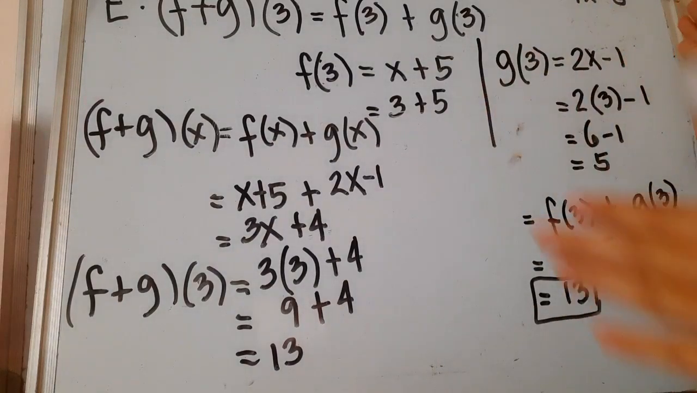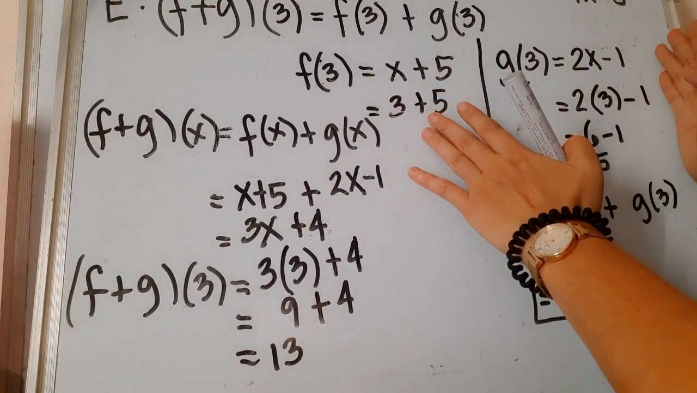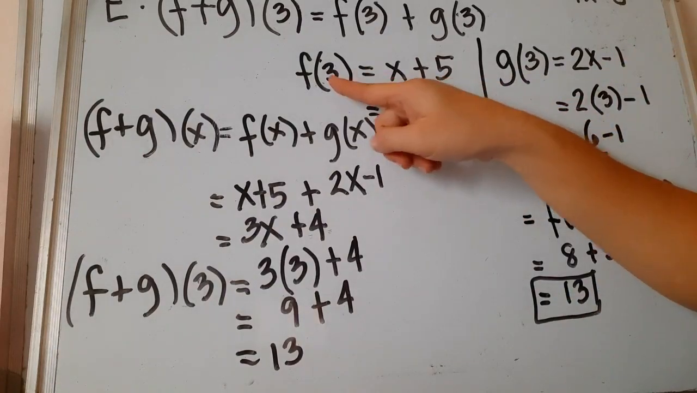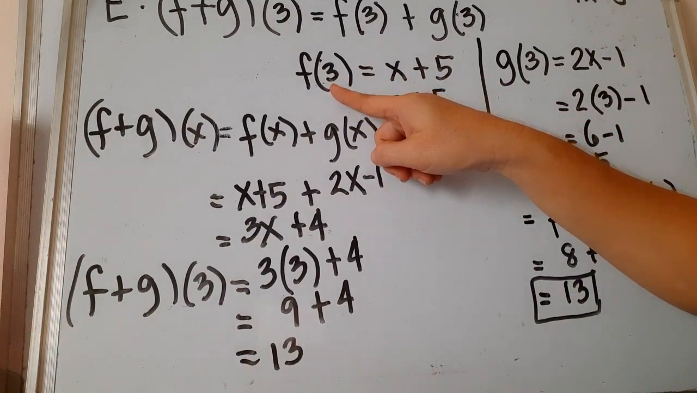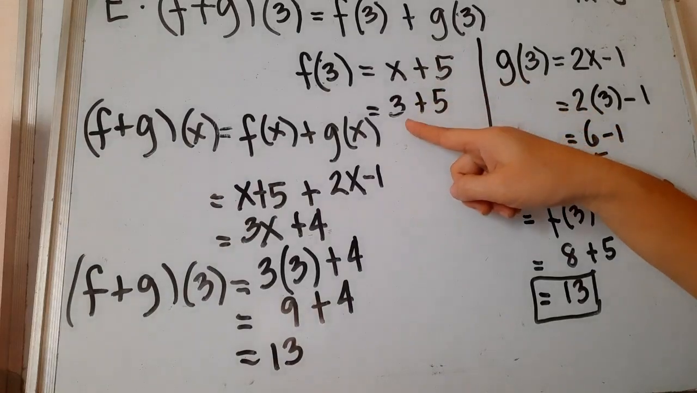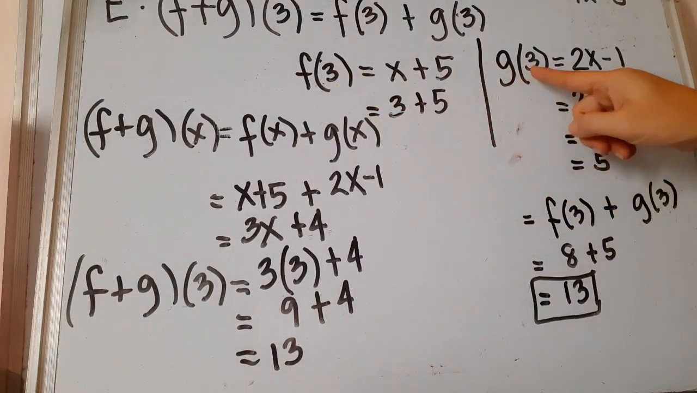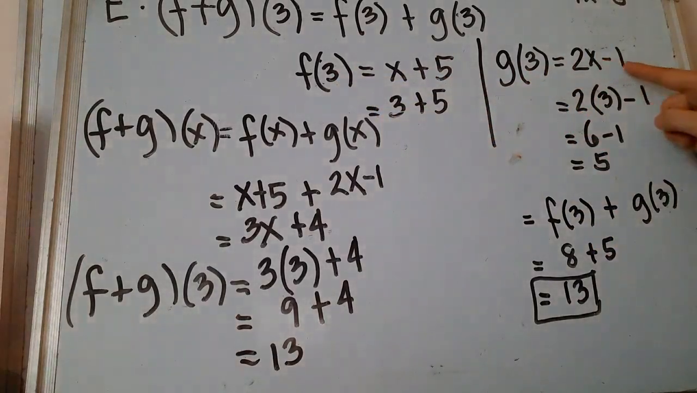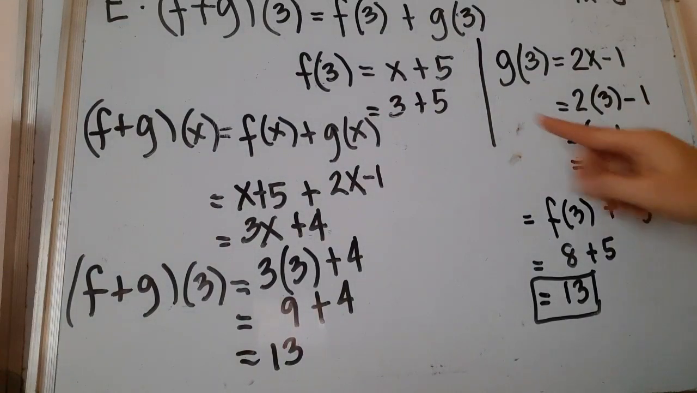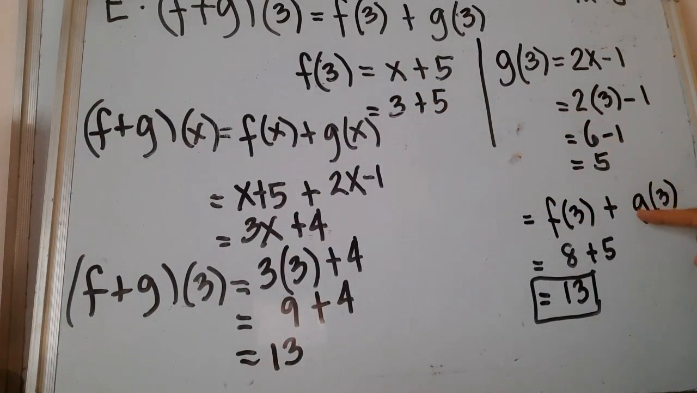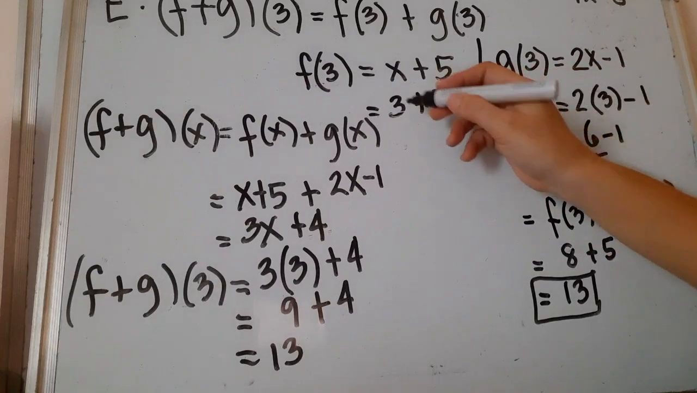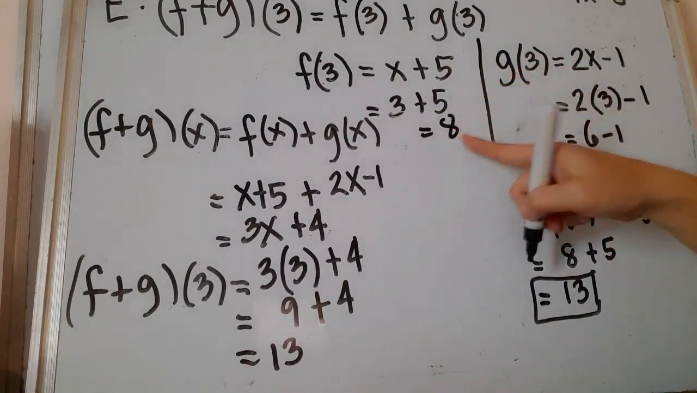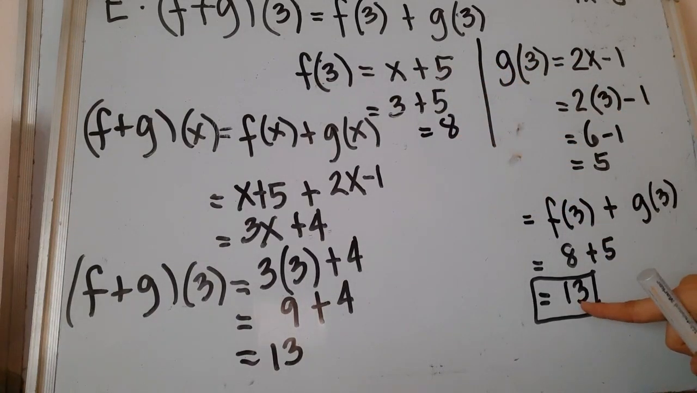Whether you are going to add or evaluate them separately, evaluate the value of x plus 5 here, and then the g of 3 also, which is equal to 5. Then after that, you are going to add the 2. This is equal to 8. So 8 plus 5 will give you 13.